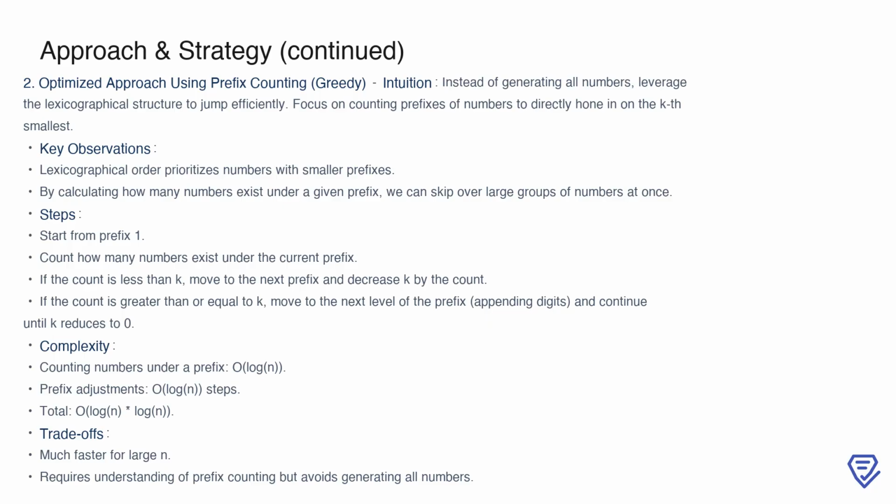This method is highly efficient, with the counting of numbers under a prefix taking O(log n) time and requiring only O(log n) steps for prefix adjustments, making the total complexity O(log n * log n). While this approach demands a deeper understanding of prefix counting, it avoids the inefficiencies of generating or sorting large datasets.